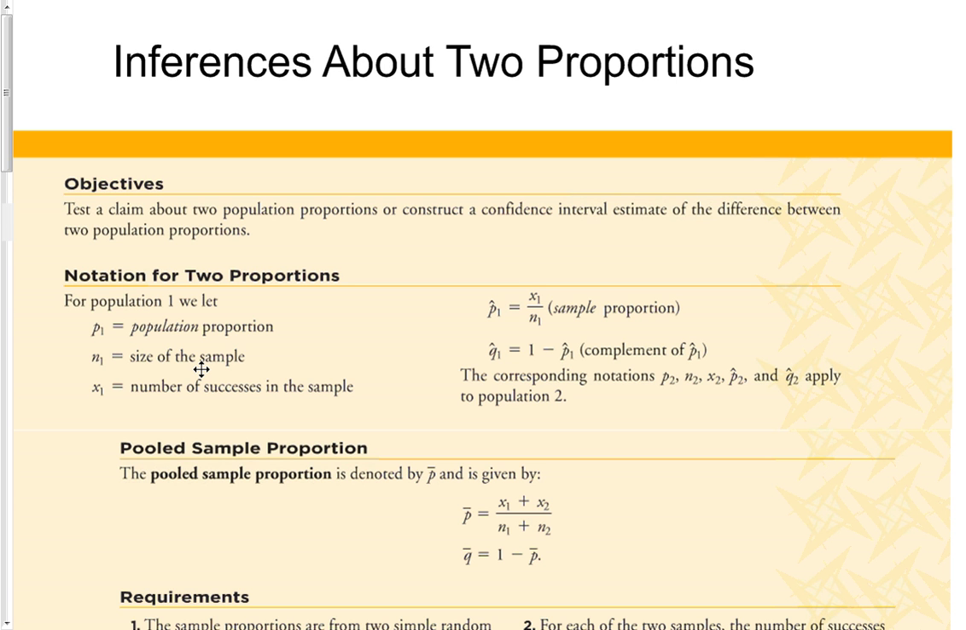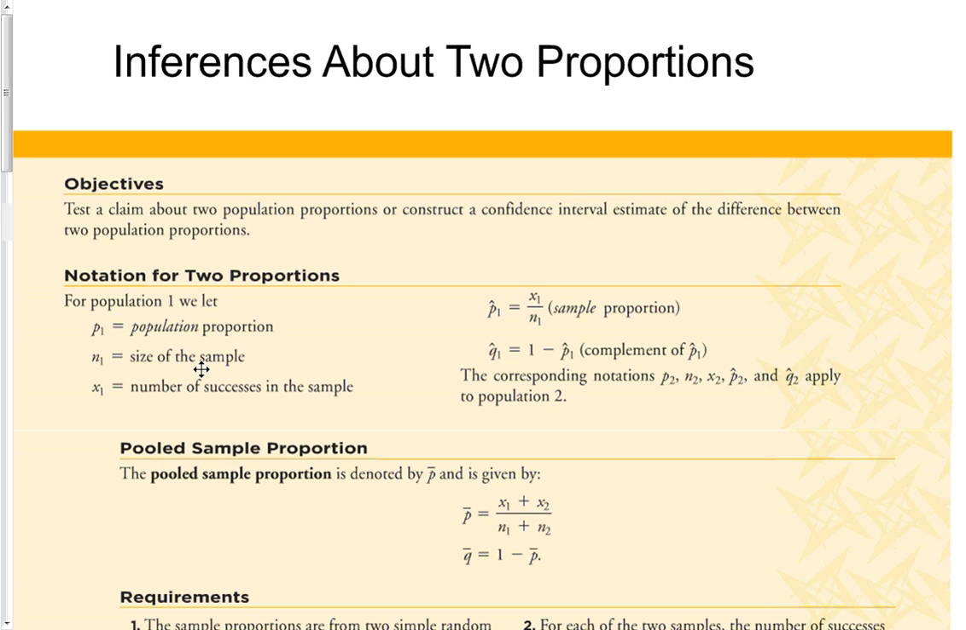And now we're going to make inferences from two samples. The first thing we want to do is test inferences about two proportions. The objective is to test claims about two population proportions or construct confidence intervals to estimate the difference between two population proportions. So those are the two things we're going to do. We're going to run hypothesis tests, and we're also going to create confidence intervals.